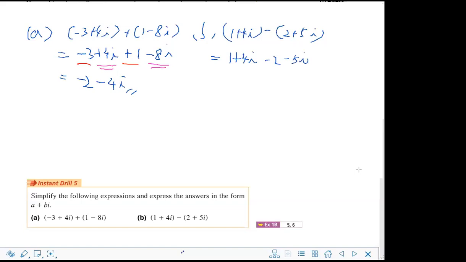And then we need to add the like terms together. 1 and negative 2 are like terms. Plus 4i minus 5i are like terms. 1 minus 2 is negative 1. Plus 4i minus 5i becomes minus 1i, or just minus i. Like this.